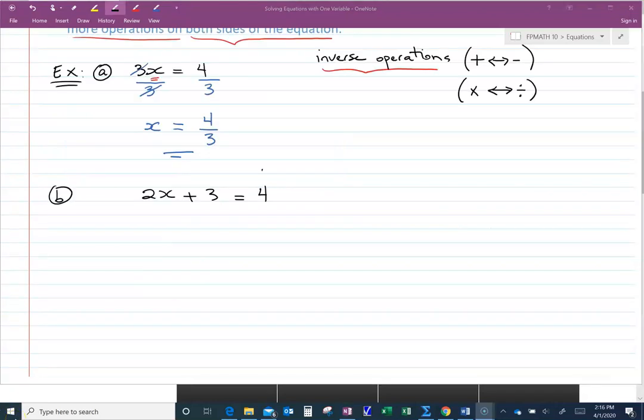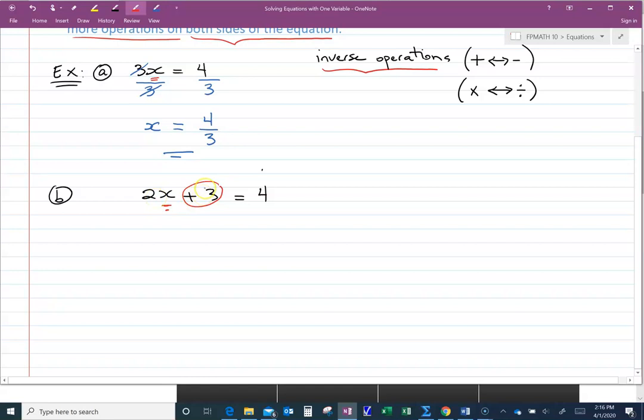Okay, look at example B. We're just going to go through that. Now we need to isolate x on its own, but to do that we first have to get rid of the plus 3, not the 2. The 2 beside the x, that coefficient of x, we have to get rid of last. So first we have to get rid of 3.